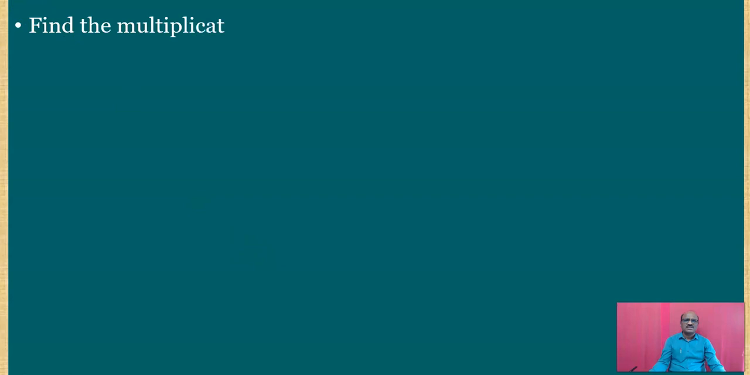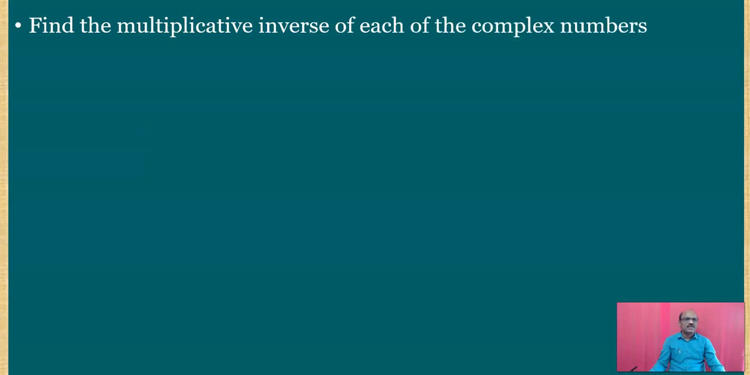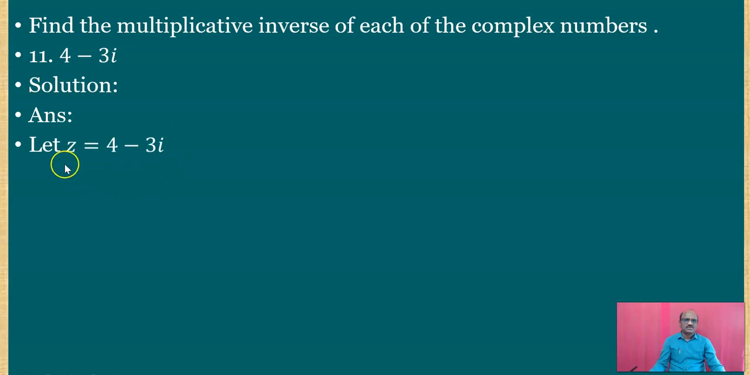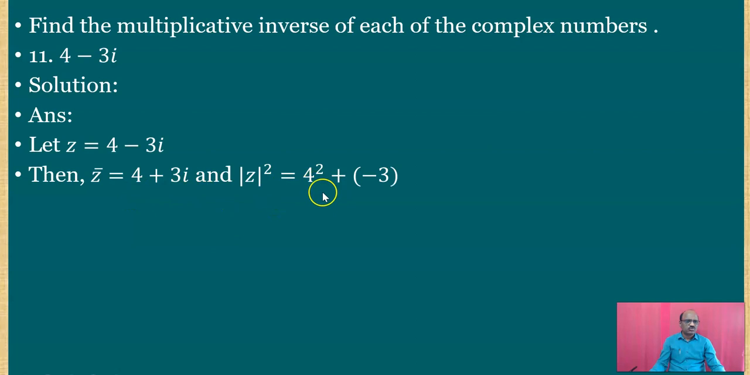Next is, find the multiplicative inverse of each of the complex numbers. 4 minus 3i. The solution is: let Z be equal to 4 minus 3i. Then Z bar is equal to 4 plus 3i and mod of Z square is equal to 4 square plus minus 3 bracket square, that is equal to 16 plus 9, that is equal to 25.